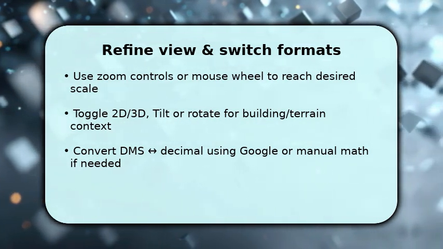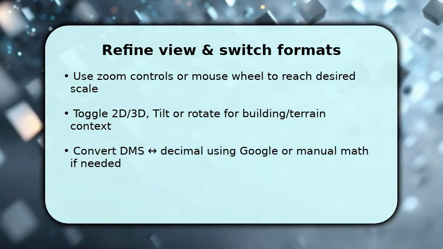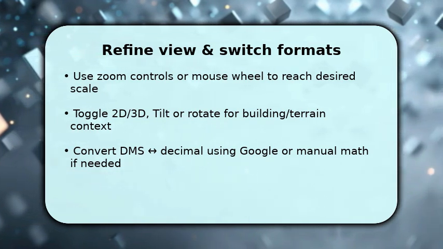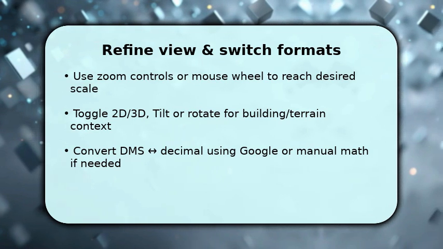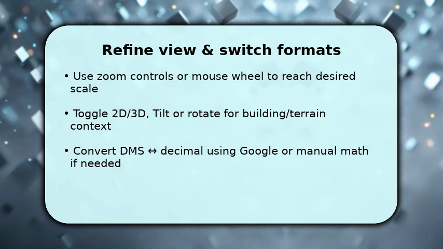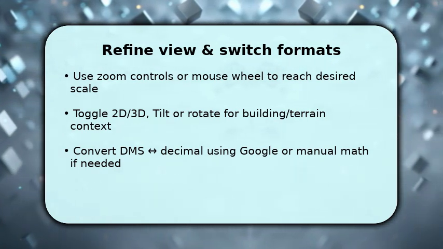Make sure to toggle between 2D and 3D or tilt and rotate to inspect buildings and terrain. This helps verify the exact spot. If your coordinates were in DMS, convert them now to decimal if needed. You can also re-enter in DMS format. Make adjustments until landmarks and roads line up with the coordinates.